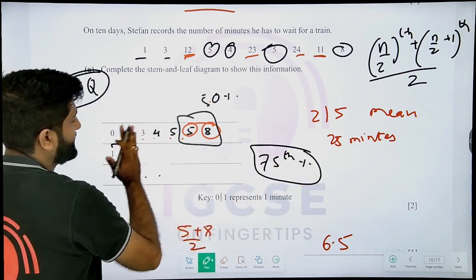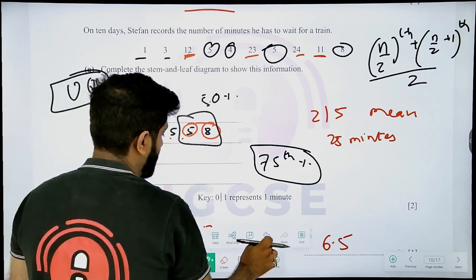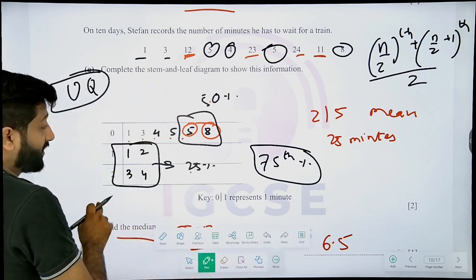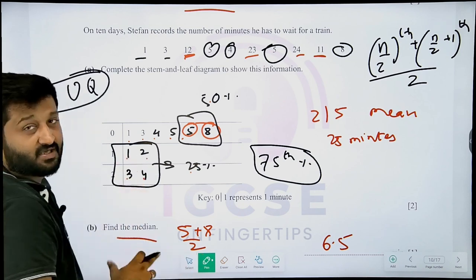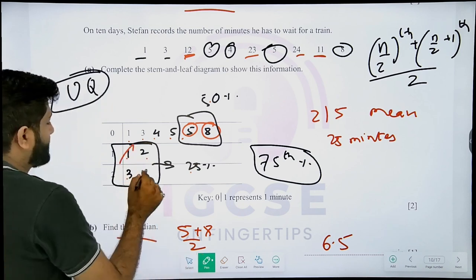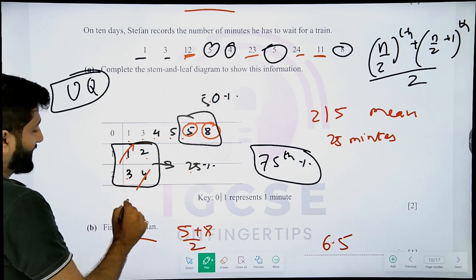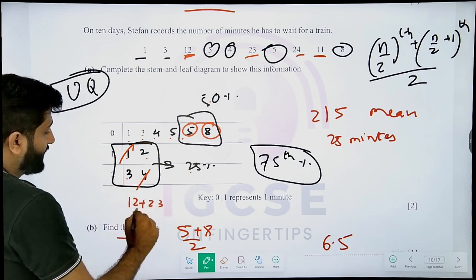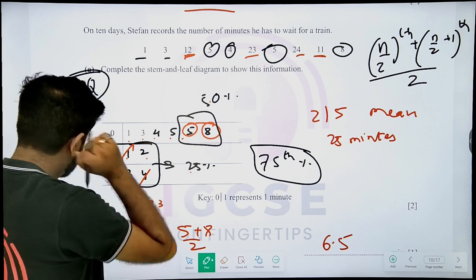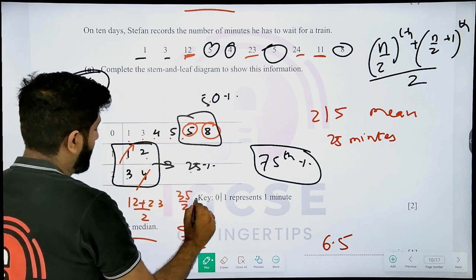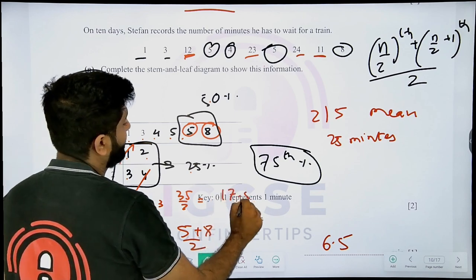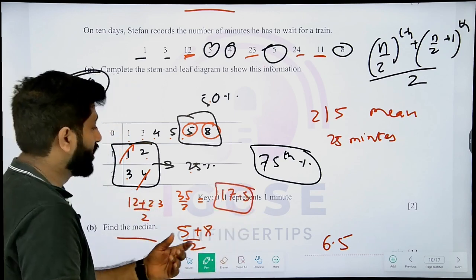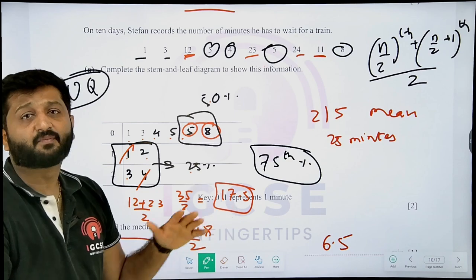So in case they tell you to find your upper quartile, I have 4 more observations. I'll find the median of these observations. So you have 12 plus 23 divided by 2. That is 35 divided by 2. If I'm not wrong, that is 17.5. So your upper quartile is 17.5.